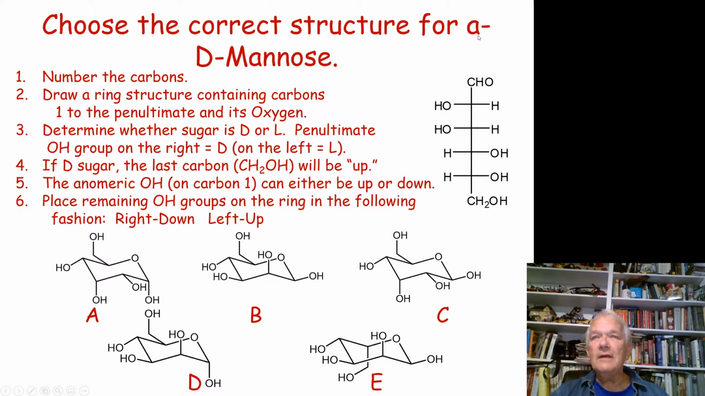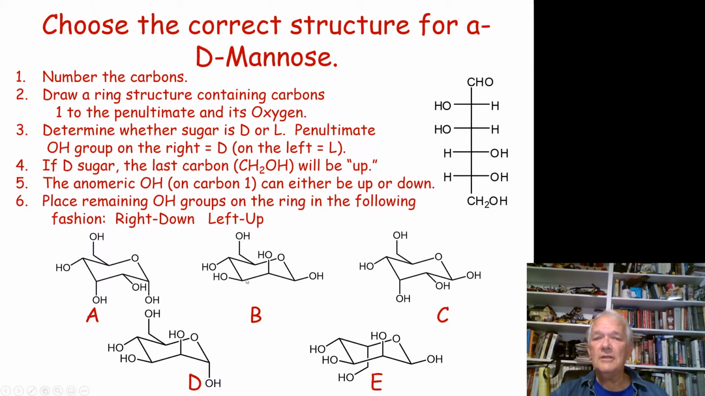Now we're looking for alpha. In the case of alpha, it means that the anomeric OH is going to be trans to that side group. Or in the case of a 6-carbon sugar in the standard orientation, it's going to be axial. So have you got it figured out? Again, the right-hand side is the down side. So the OHs are going to be up, up, down. Which one has it up, up, down? Can you find it?